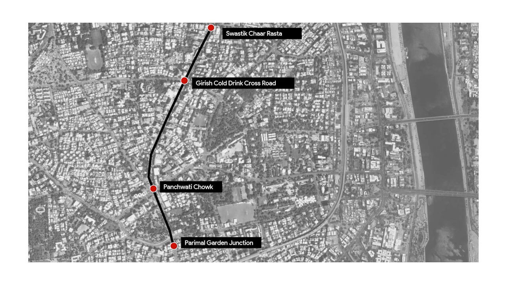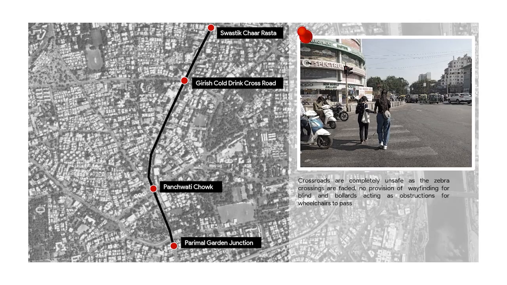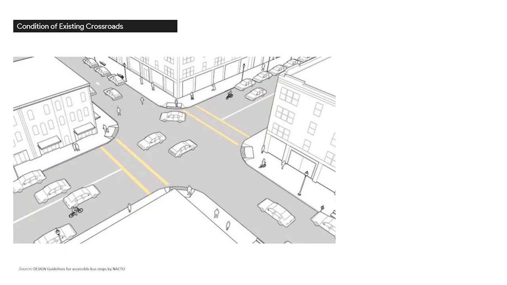Looking at the four main squares in the complete stretch from Swastik Char Rasta to Girish Cold Drink Crossroad: 3. Panchwati Chowk and 4th Parimal Garden Junction. None of the crossroads are completely safe as the zebra crossings are faded, there is no provision of wayfinding for the blind, and bollards act as an obstruction for wheelchairs to pass. As we can see in the existing condition of the crossroads, there are no proper signages or markings. This makes it inaccessible for disabled people to cross such junctions.